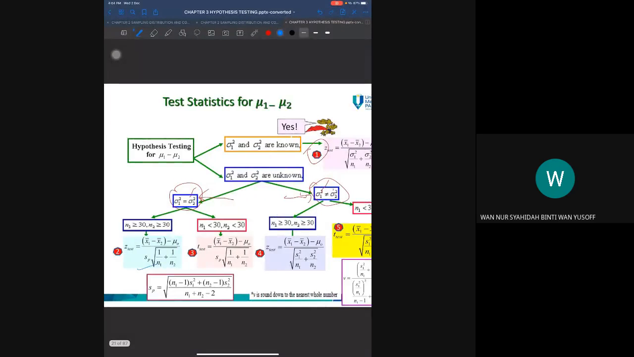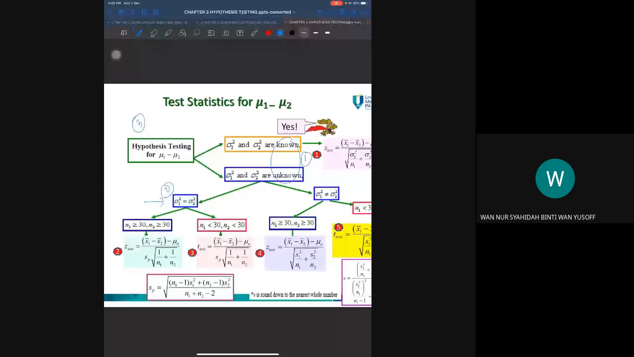How we choose the formula is still similar. The idea is similar to what we did in chapter 2, the confidence interval. Basically we have 3 conditions that we need to determine in order to choose the formula. The first condition is whether the population variances are known or unknown. Because you have 2, then whether known or unknown. If unknown, the second condition is the equality of the population variances.